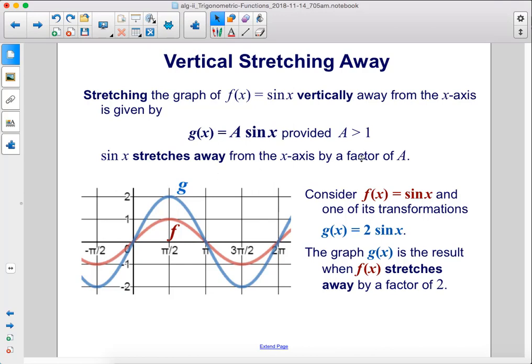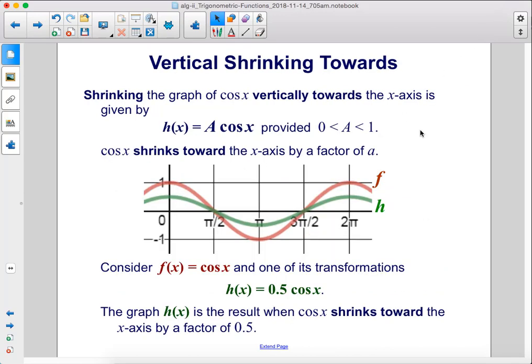The graph g of x is the result when f of x stretches away by a factor of 2. Shrinking the graph of cosine x vertically towards the x-axis is given by h of x equals a times cosine x, provided that a is between 0 and 1. Cosine x shrinks toward the x-axis by a factor of a. Consider f of x equals cosine x, here in red, and one of its transformations, h of x equals 0.5 cosine x, here in green. The graph h of x is the result when cosine x shrinks toward the x-axis by a factor of 0.5.